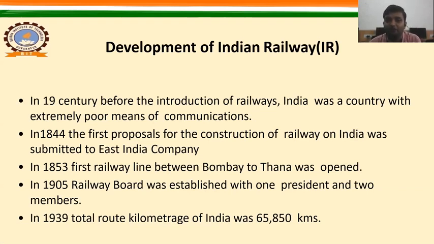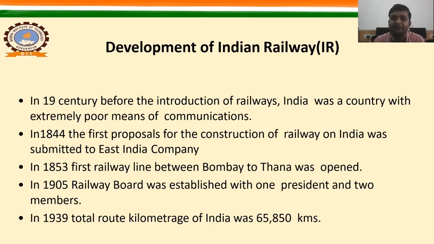But in 1844, the first proposal for the construction of a railway in India was submitted to the East India Company. So this entire railway scenario came into picture from 1844. And in 1853, the first railway line was opened, and that was between Bombay and Thane. So the first proposal was submitted in 1844, and the first railway line was opened in 1853, between the two places Bombay and Thane.